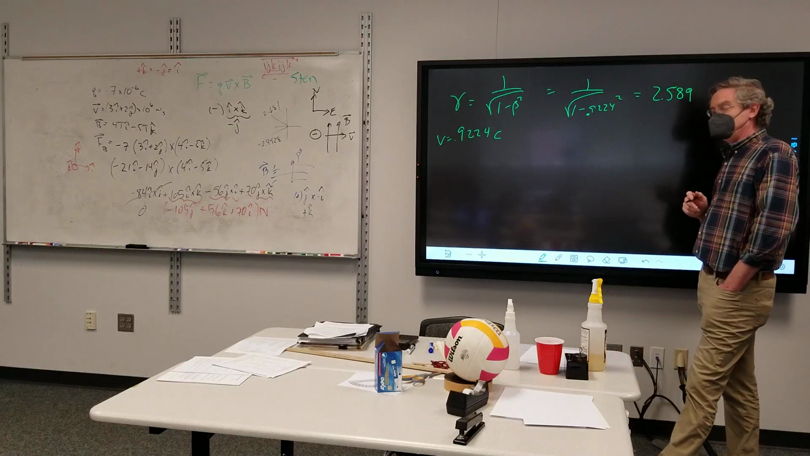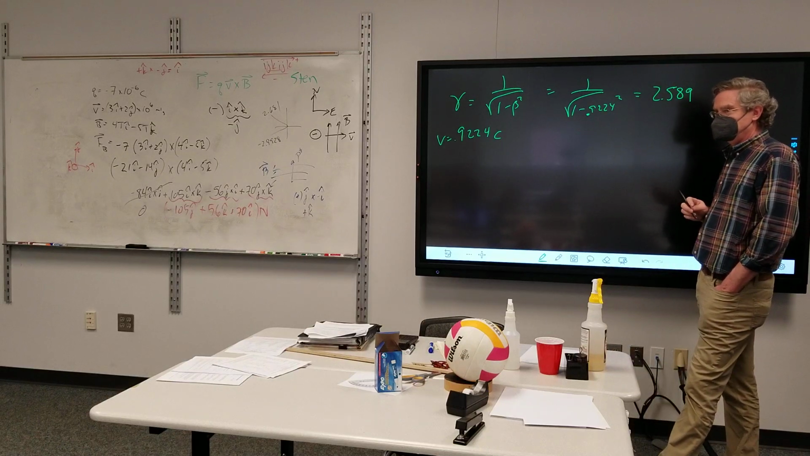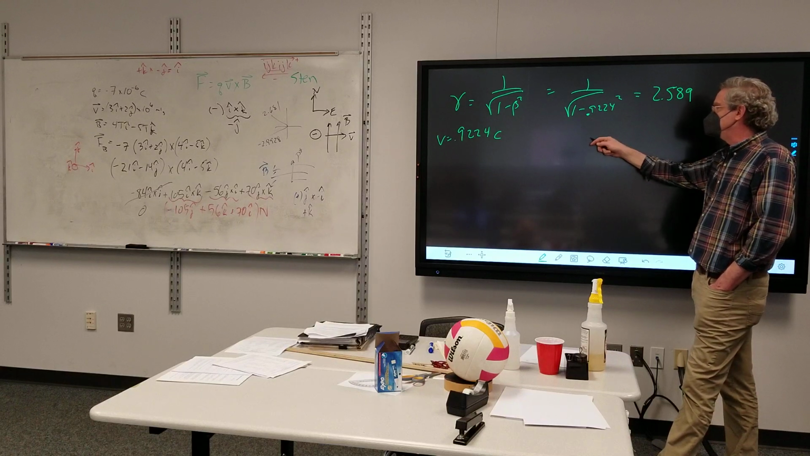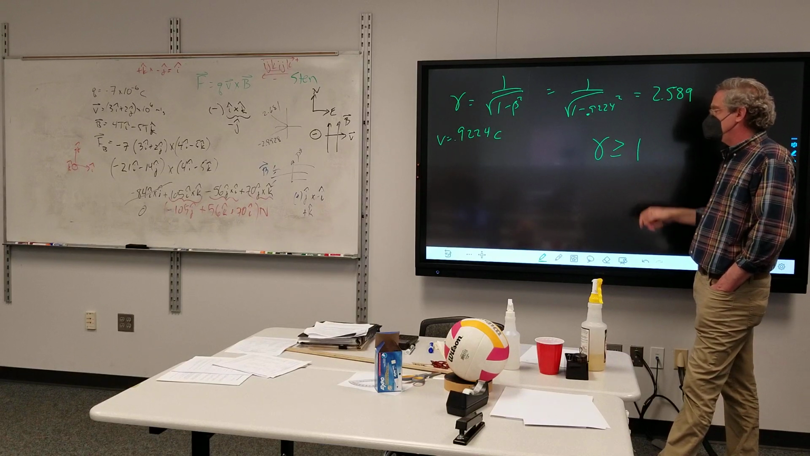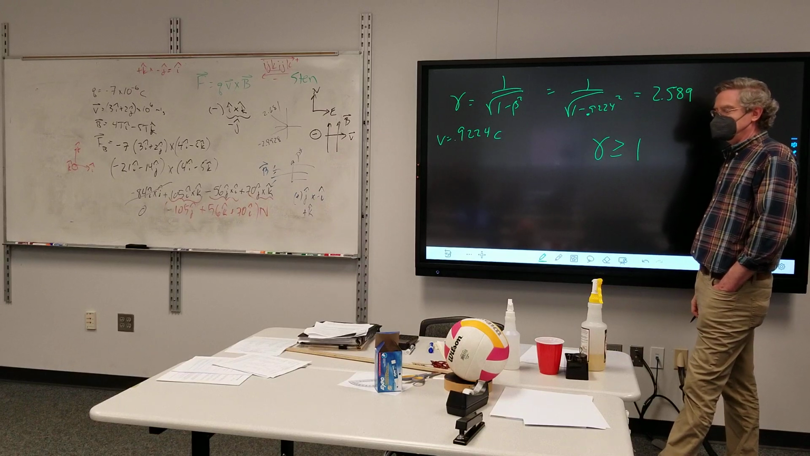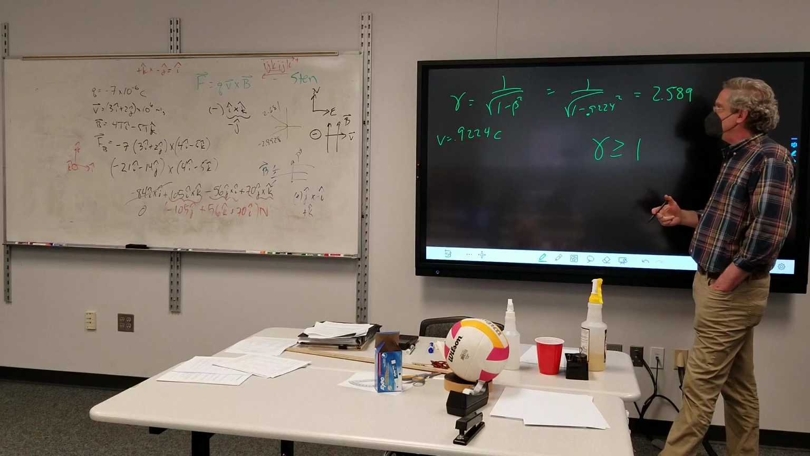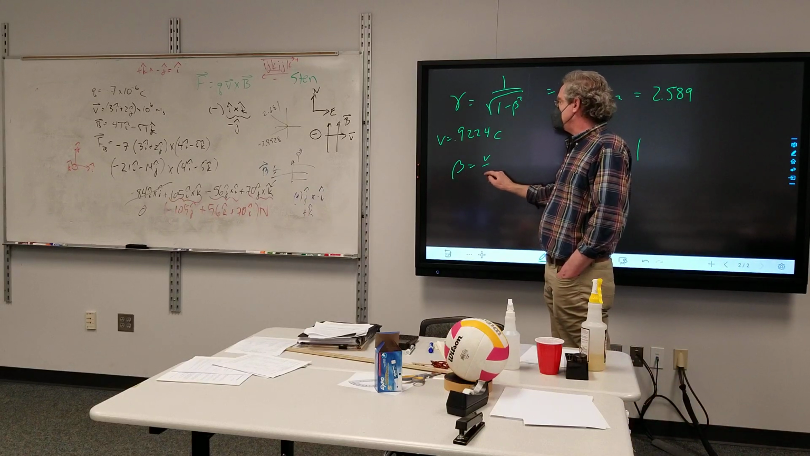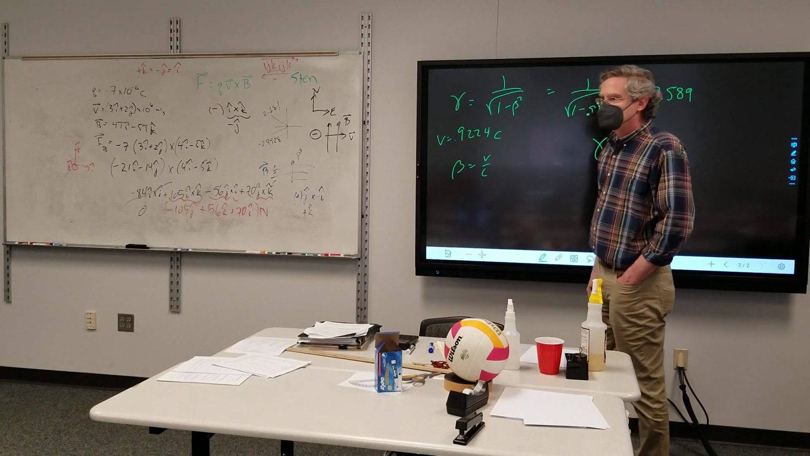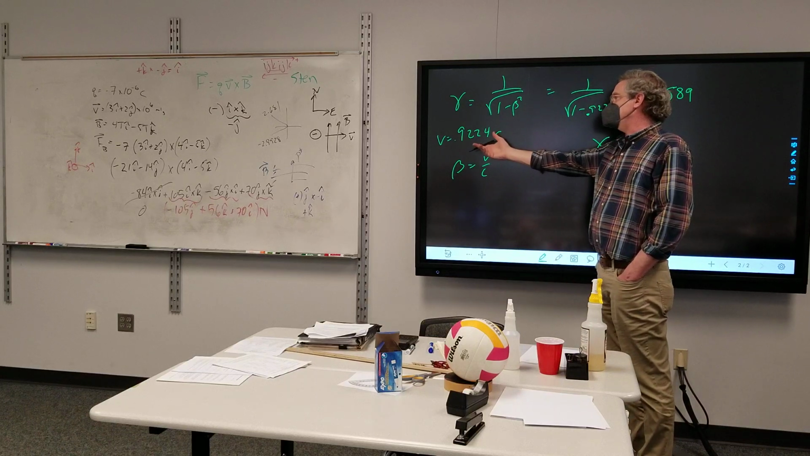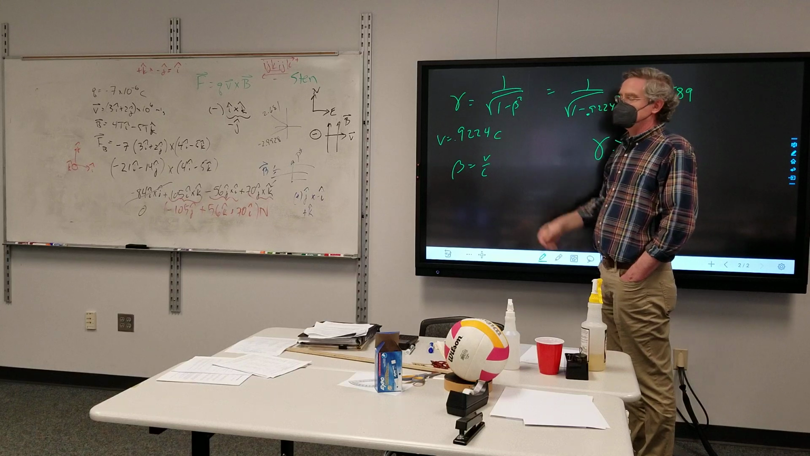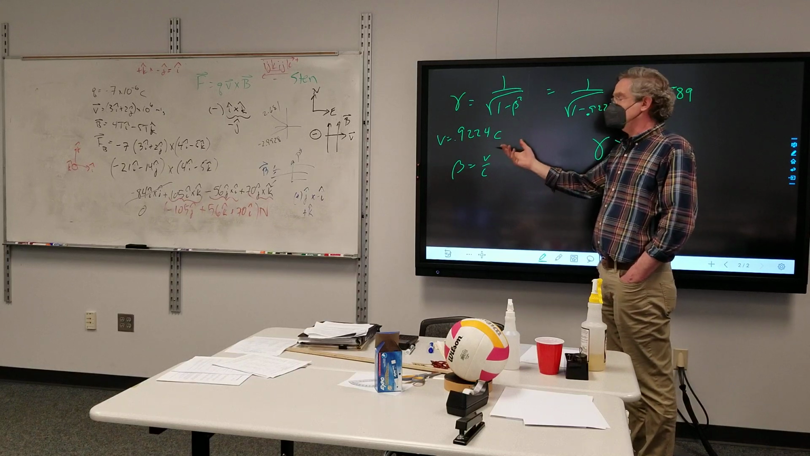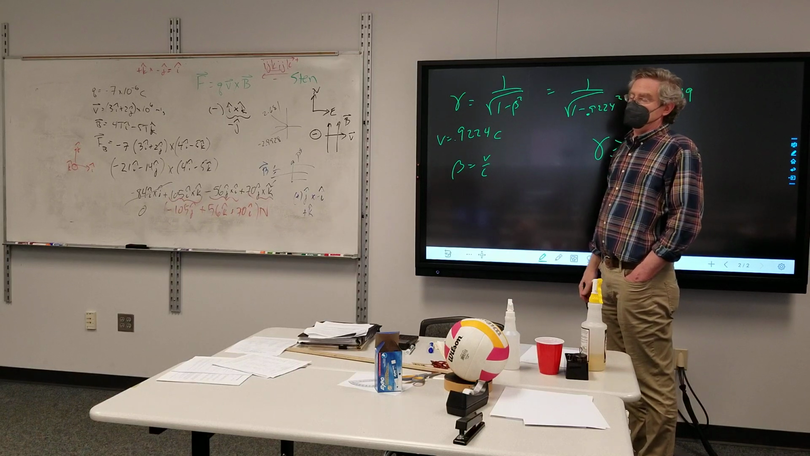If you end up with a Lorentz factor less than 1, you made a mistake. Gamma, the smallest it can be is 1. What is beta? Beta is just V divided by C. So instead of saying V is 0.9224C, I could have just said he was traveling with beta equal to 0.9224. Saved a little ink.